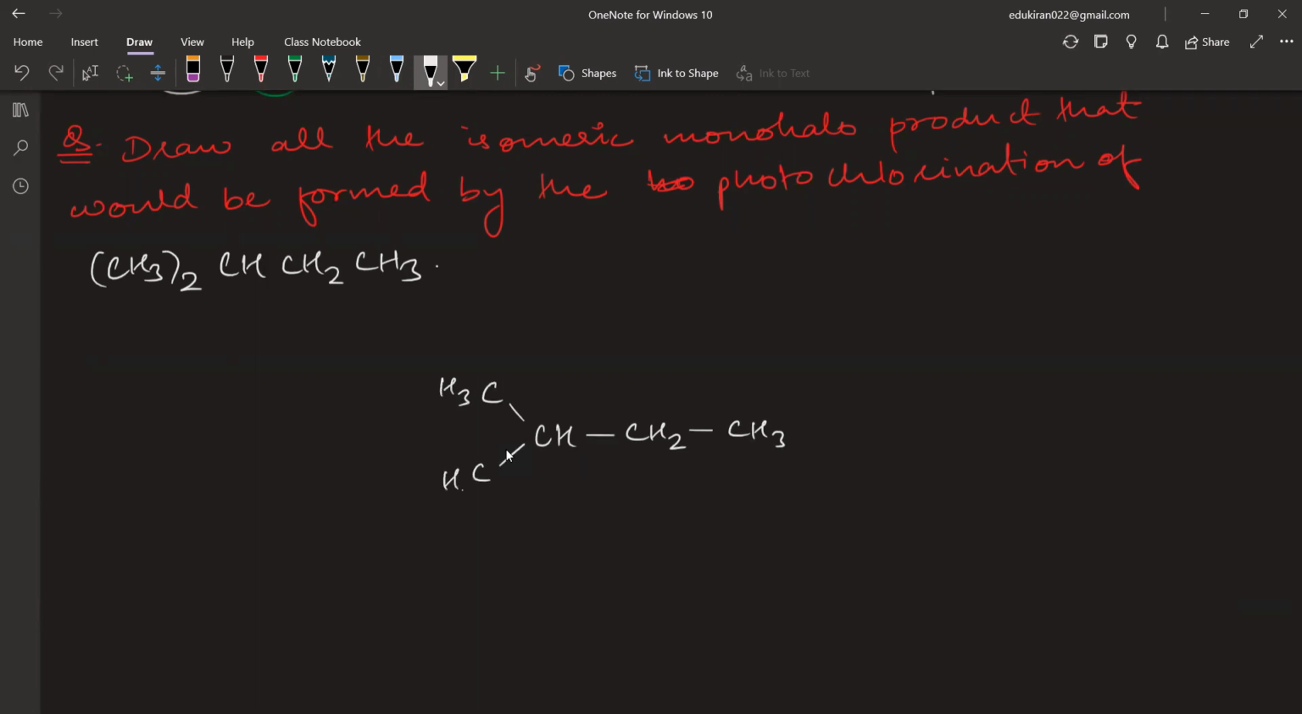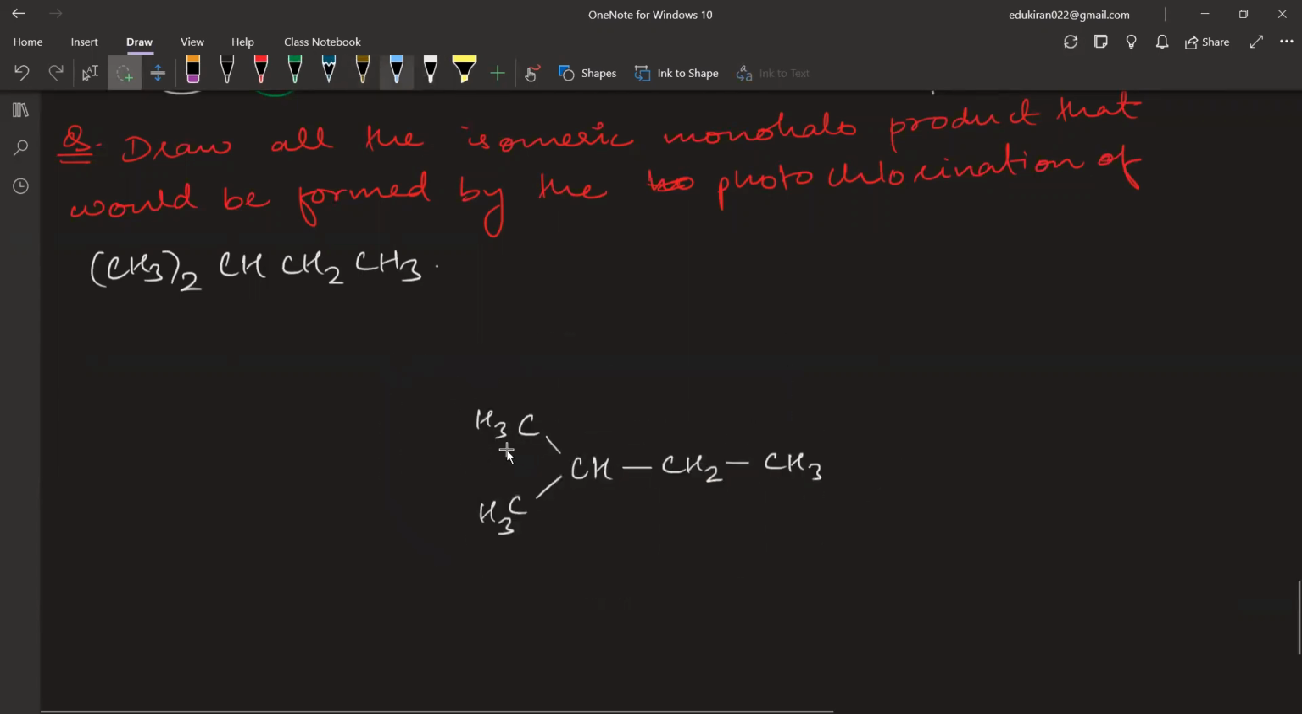CH3, CH3. Now in this case, the only thing you have to do is check whether this CH3 and this CH3 are different. Yes or no? है ना, ये आप पता लगा लीजिए. Then you will let me know how many different carbon atoms you can see in this structure. उसके बाद I will tell you how to draw the isomeric monohalo products.